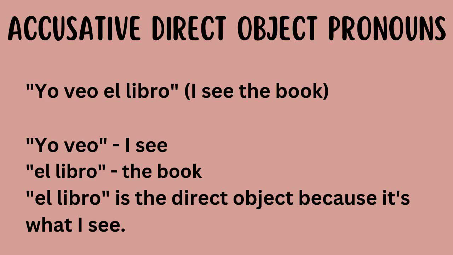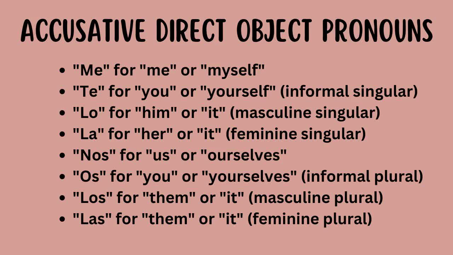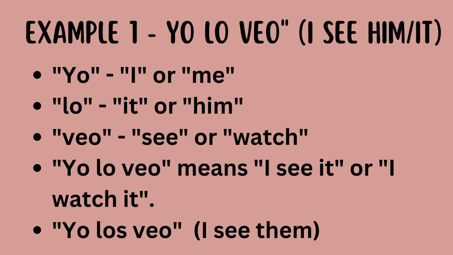the noun they replace. In this tutorial, we'll focus on the accusative direct object pronouns, which replace masculine and feminine singular and plural nouns. The forms are me, for me or myself; te, for you or yourself; lo, him or it, masculine singular; la, her or it, feminine singular; nos, us or ourselves; os, for you or yourselves, informal plural; los, them or it, masculine plural; las, for them or it, feminine plural. Let's see how they work in some examples.